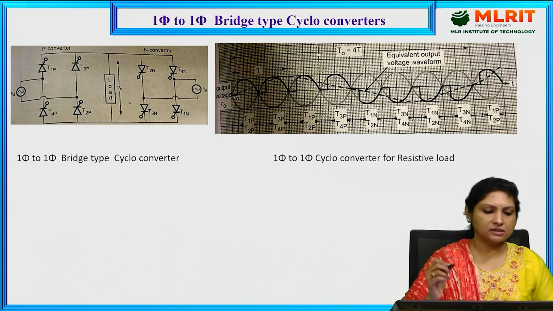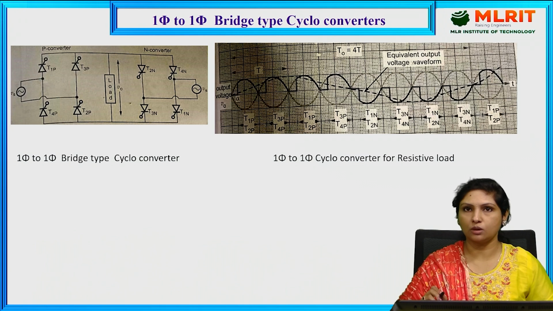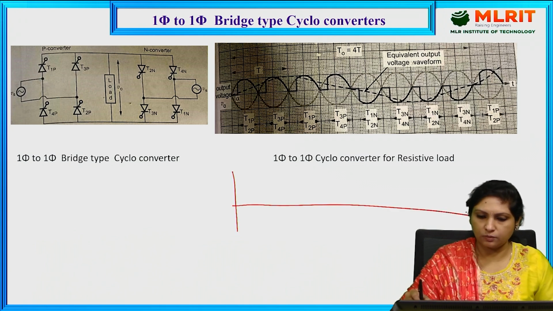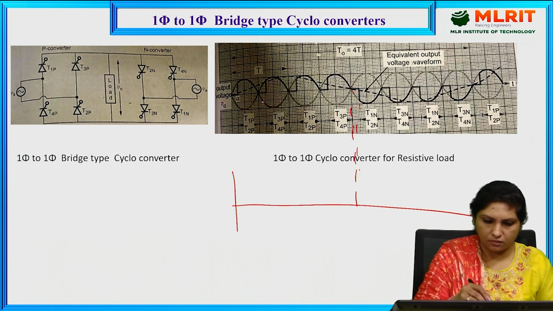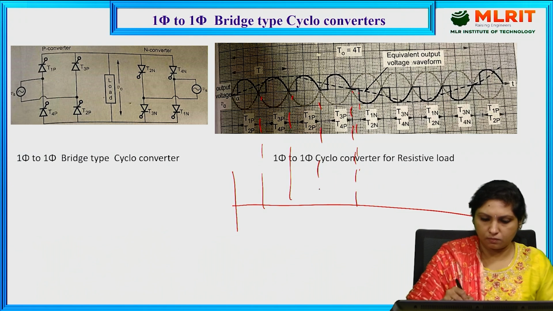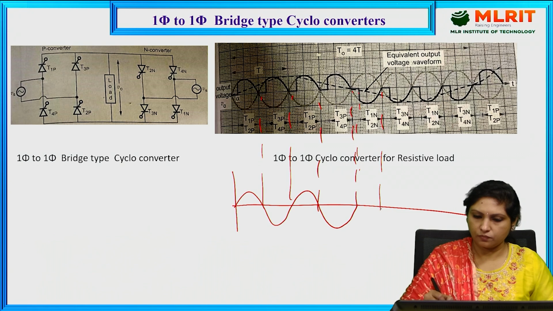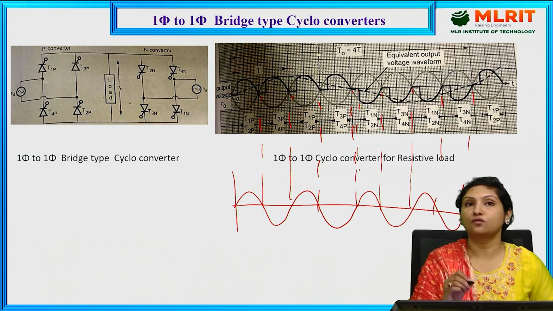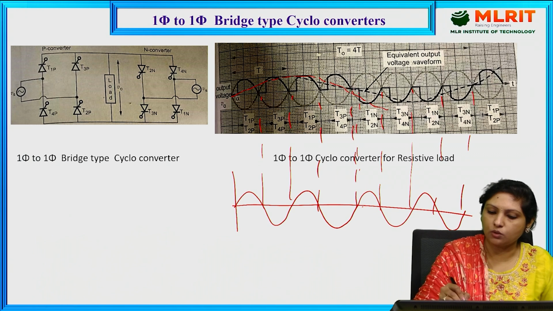Coming to the single phase to single phase bridge type cycloconverter, this is a step down cycloconverter. Why am I calling it a step down cycloconverter? For the 4 cycles of input voltage, let me indicate, 1, 2, 3, 4. This is another cycle of the input voltage. For the 4 cycles of input voltage, I am getting 1 cycle of the output voltage controlled.